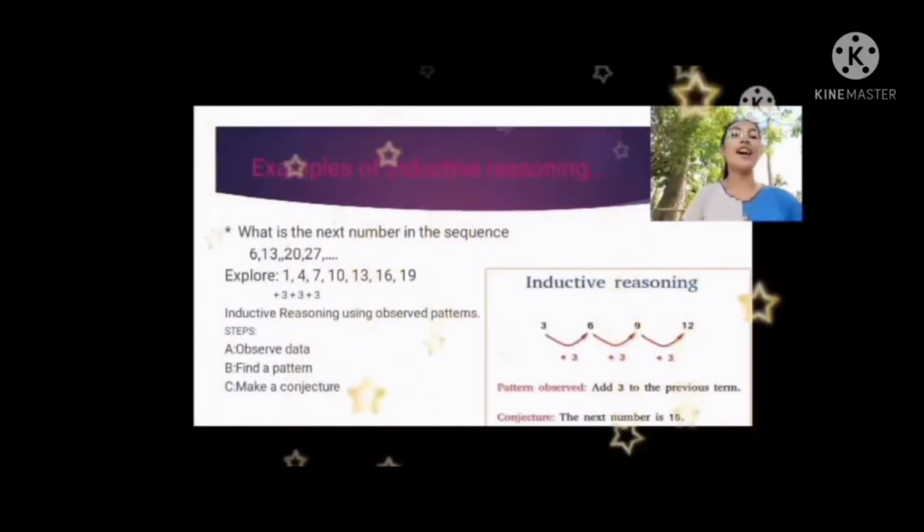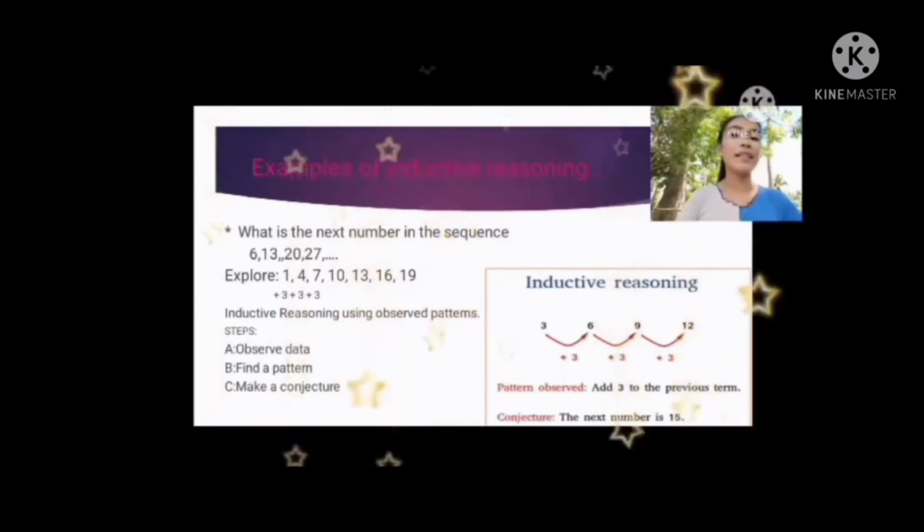And here are the examples of inductive reasoning. Inductive reasoning, using observed patterns especially. We have steps. Step A, observe data. Step B, find a pattern. And then step C is make a conjecture.